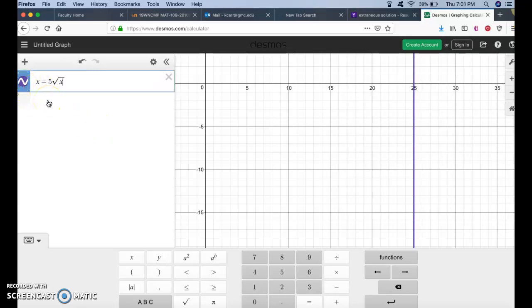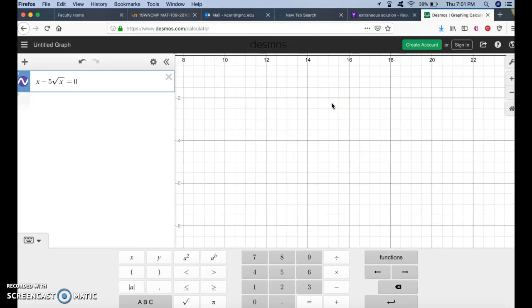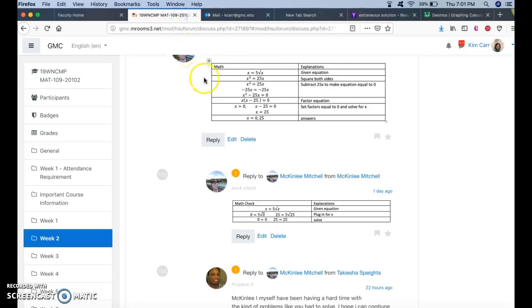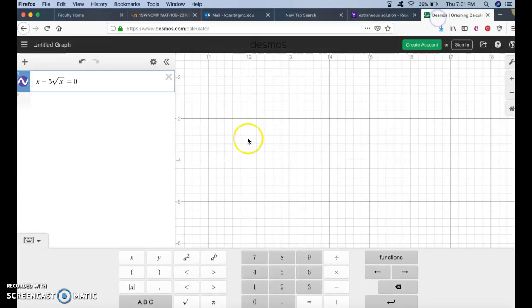You've got to either make this a subtraction and let it equal 0 to find your solution. Where does that actually equal 0? Well, what were your solutions? Were 0 and 25. So let's see what happens.